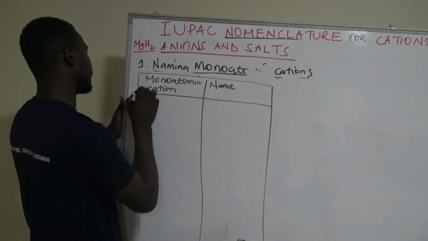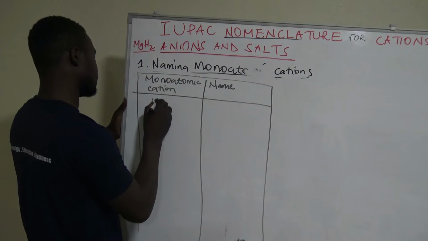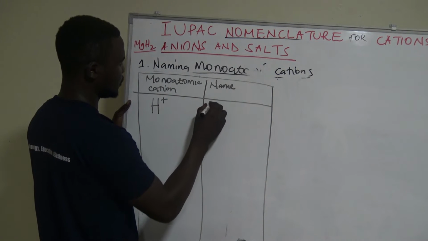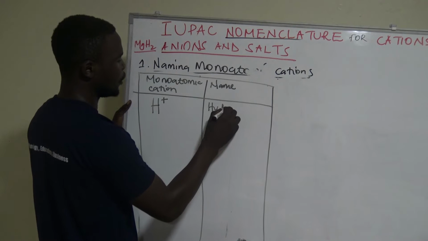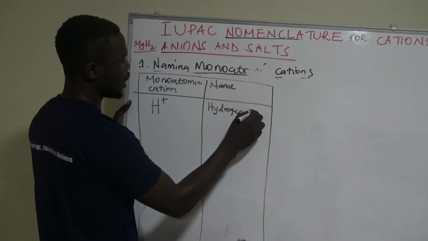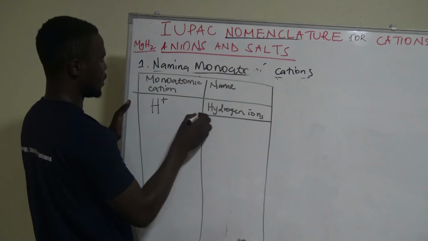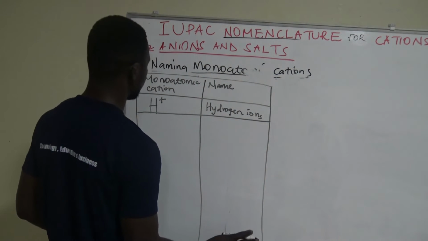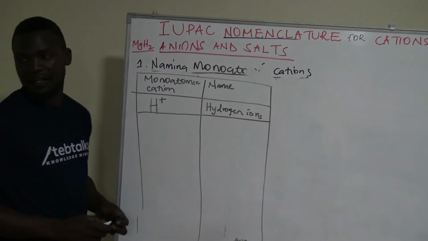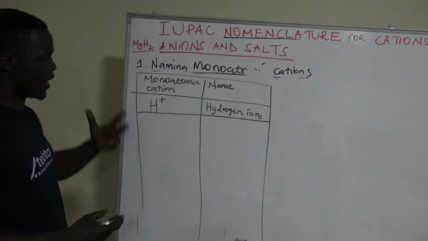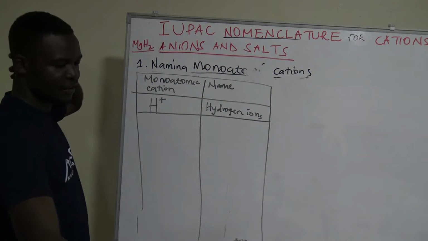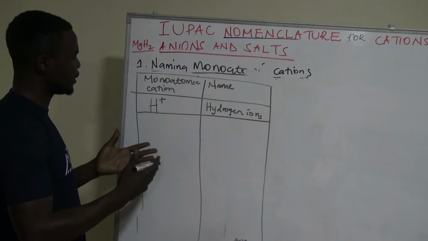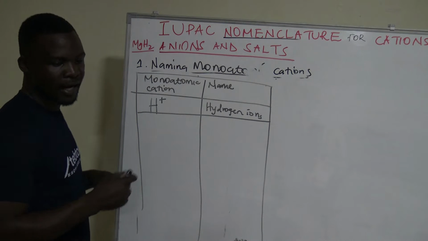I told you that hydrogen appears everywhere. So these are called hydrogen ions, as simple as that. Now another thing that you should know, if a cation is monovalent, if a cation has 1 valence, then you just write the name and you ignore the valence.